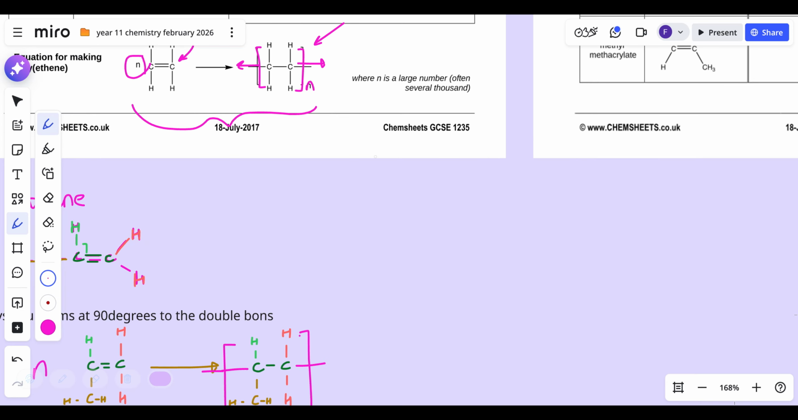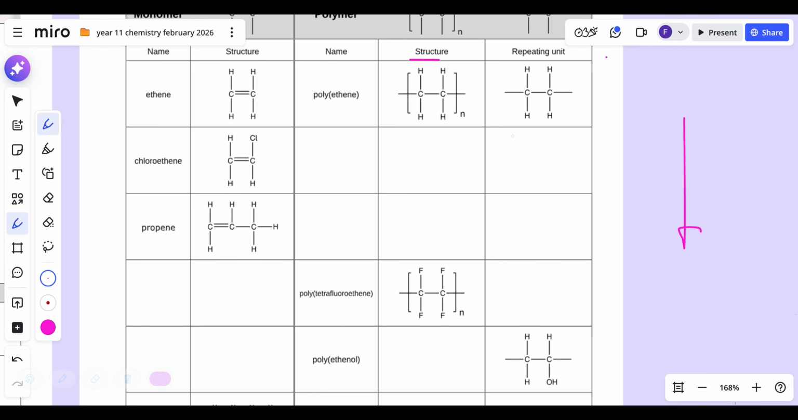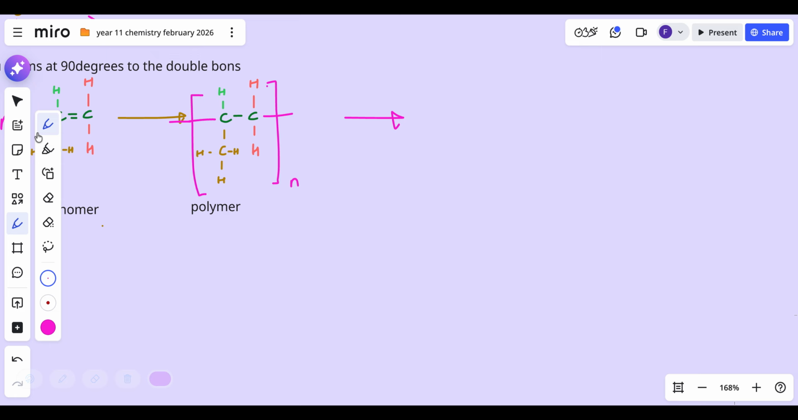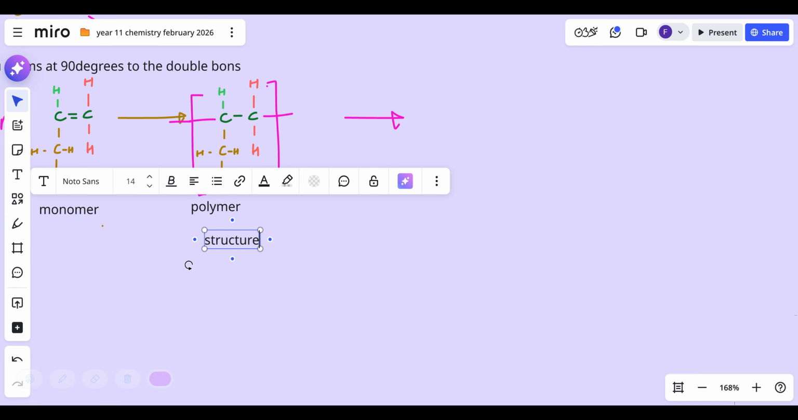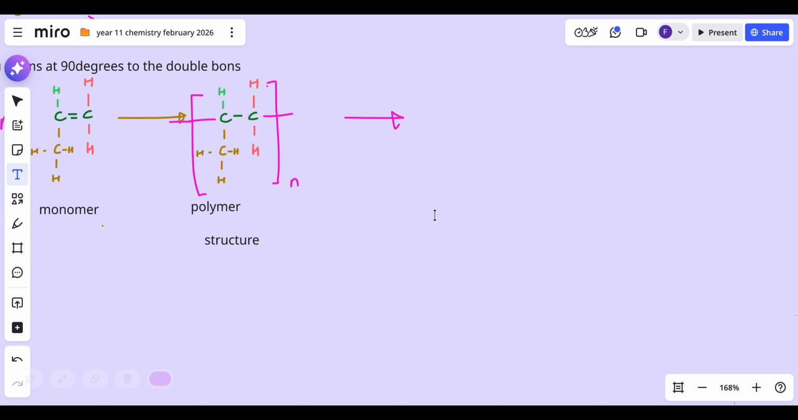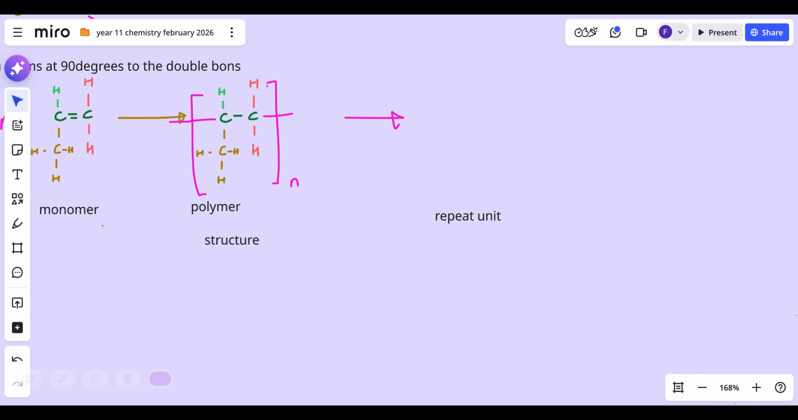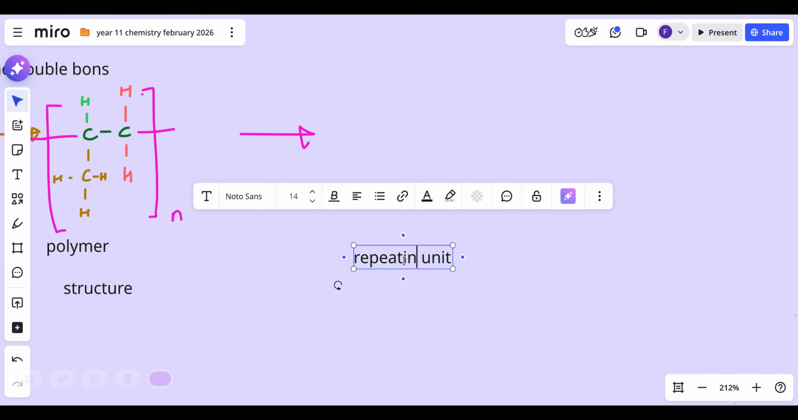So let's name them. This is my monomer. Which one should I do first? I'll do structure, already done. Let's do the repeating unit. So this one here is called the structure. And this is called the repeat unit, repeating unit, or repeat unit. And we are going to call it the repeating unit because I feel like it.